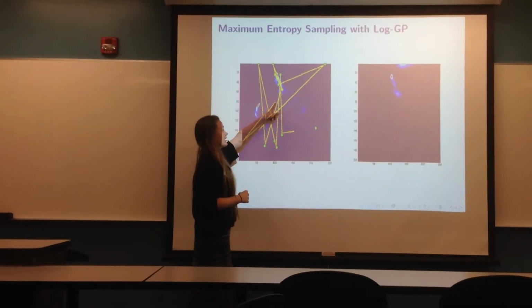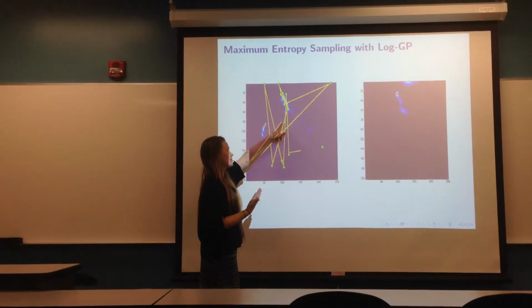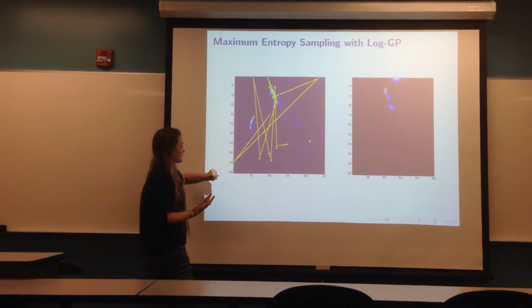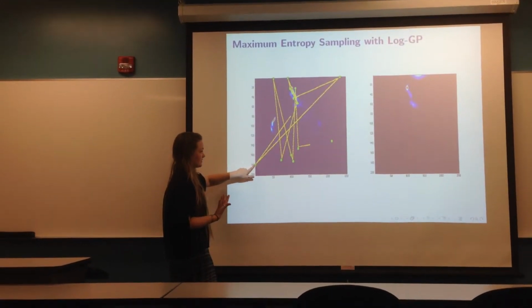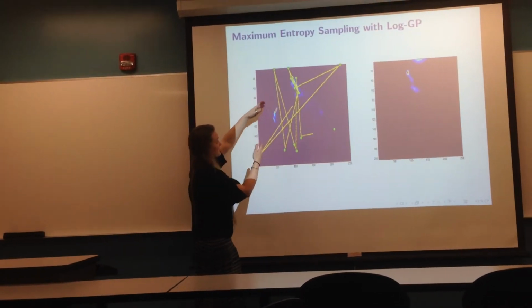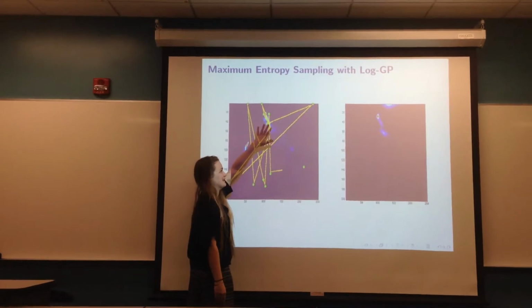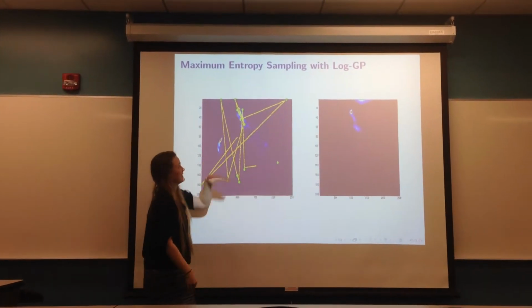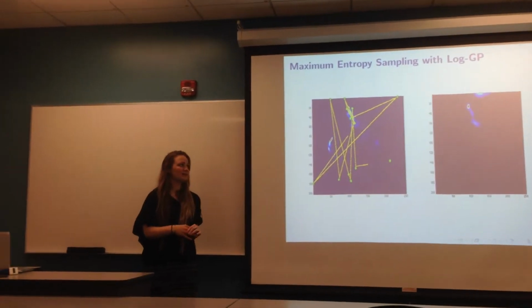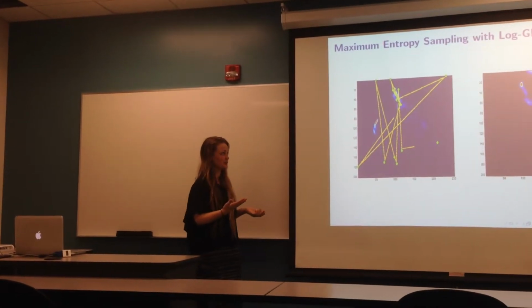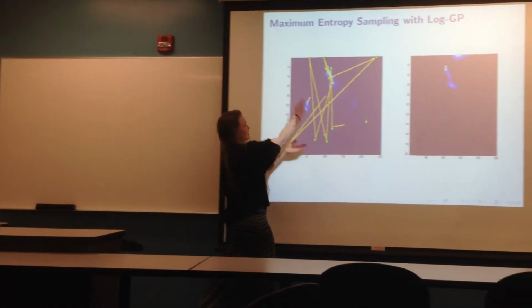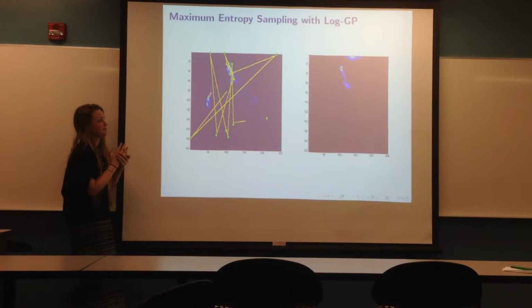So this one began here, and then it decided that the place with the highest entropy is here, goes all the way over there, and so on and so forth until it runs into the plume here. And then it samples all around it until it's minimized the entropy enough to move on, and then it starts going all around the area again.